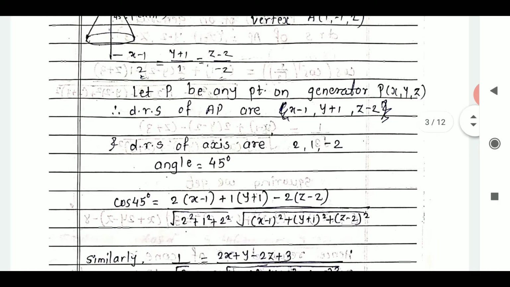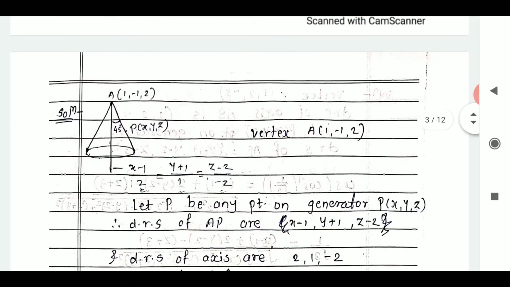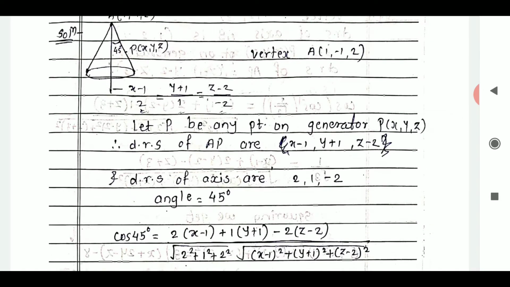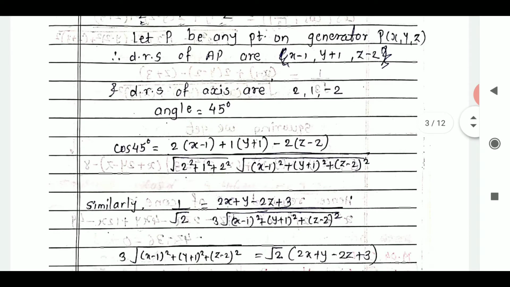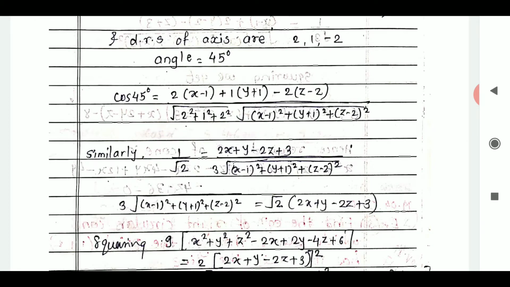Next, the direction ratios of the axis. This is given in the example. In the axis line, the denominator terms l, m, n denote the direction ratios of the axis. Therefore here 2, 1, minus 2 are the direction ratios of the axis and the given angle is 45 degrees. Therefore we use the equation cos theta is equal to (a1 a2 plus b1 b2 plus c1 c2) upon root of (a1 square plus b1 square plus c1 square) into root of (a2 square plus b2 square plus c2 square).